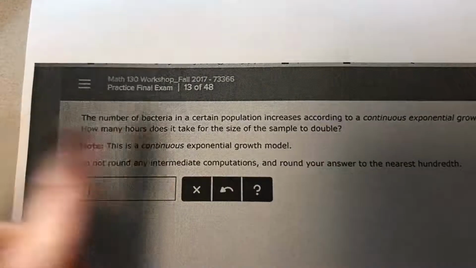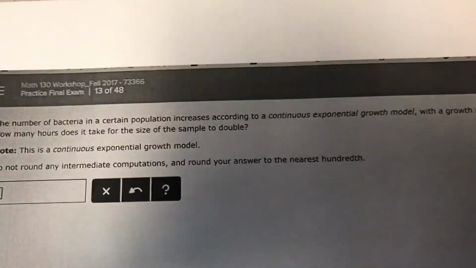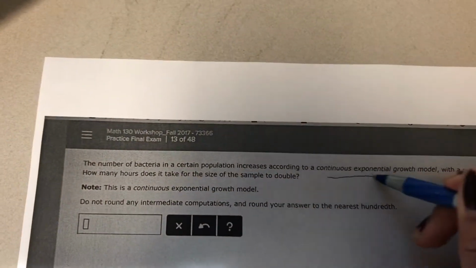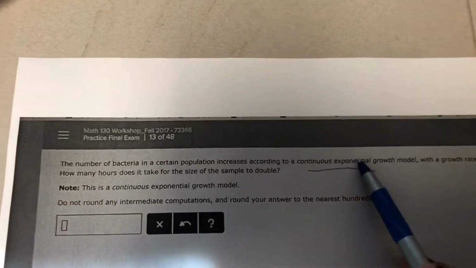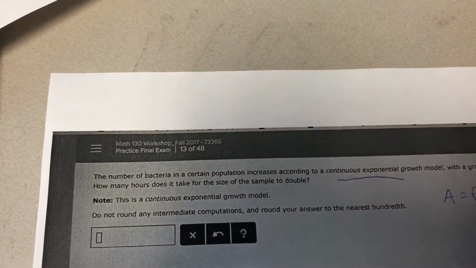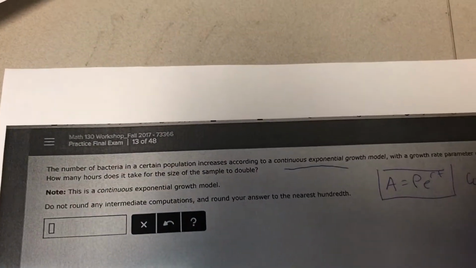This problem here is about bacteria. The number of bacteria in a certain population increases according to a continuous exponential growth model. So notice the word continuous exponential growth. That's going to tell me that I'm going to need to use the formula A is equal to P e to the rt. That's our continuous compounding formula.